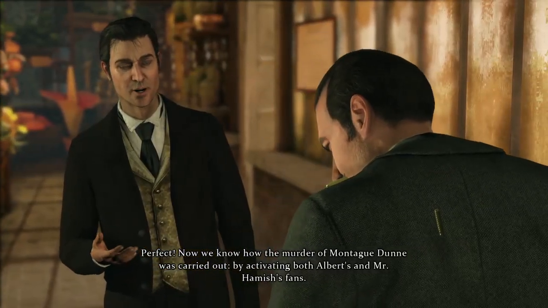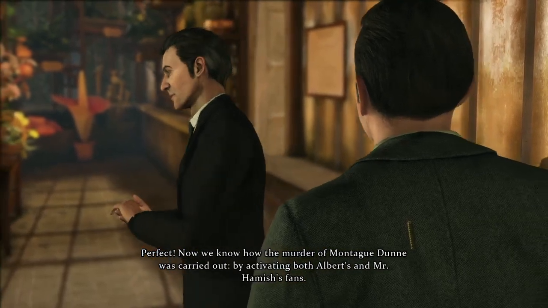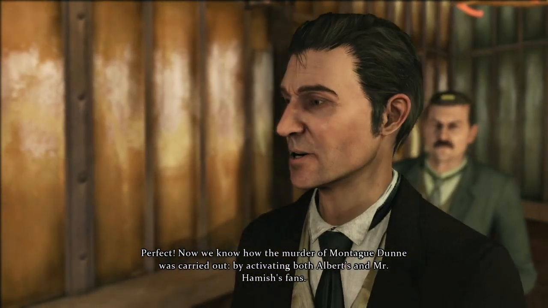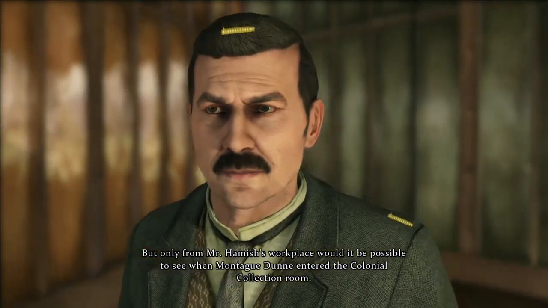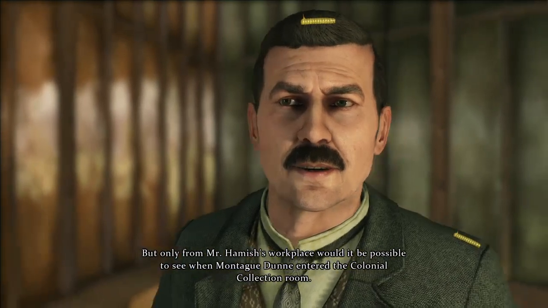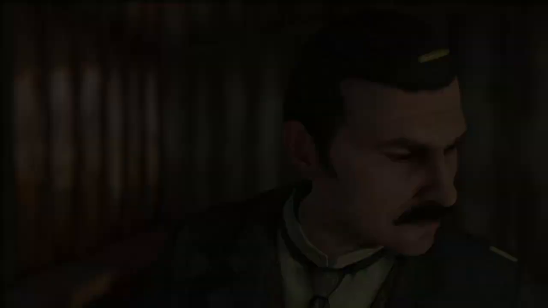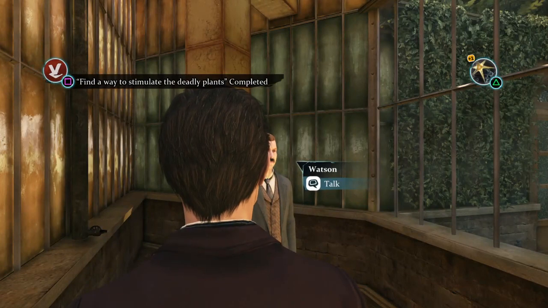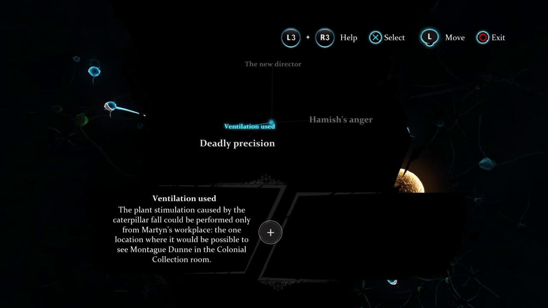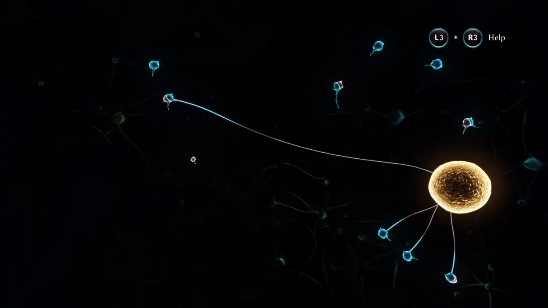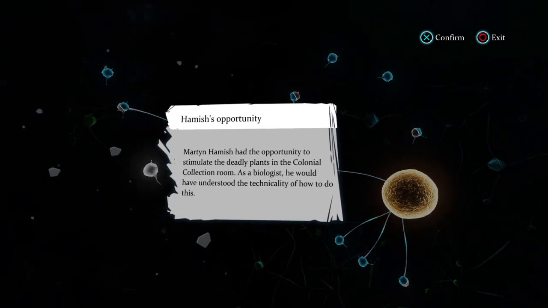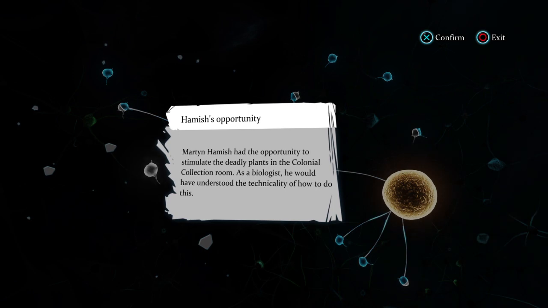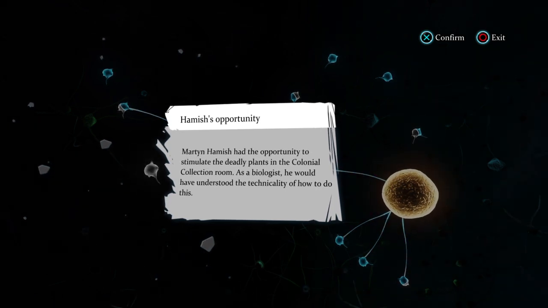Perfect. Now we know how the murder of Montague Dunn was carried out, by activating both Albert's and Mr. Hamish's fans. But only from Mr. Hamish's workplace would it be possible to see when Montague Dunn entered the Colonial Collection Room. Martin Hamish had the opportunity to stimulate the deadly plants in the Colonial Collection Room. As a biologist, he would have understood the technicality of how to do this.